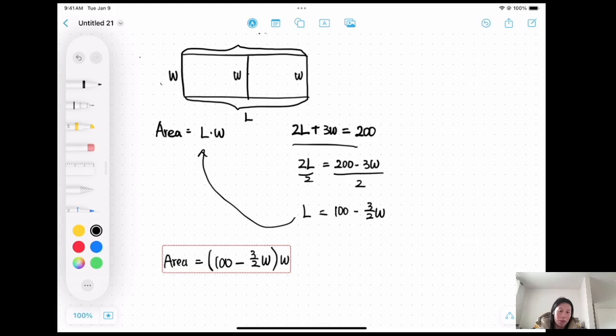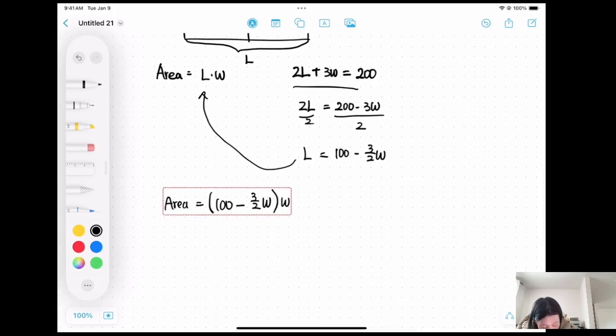Why do we need that? Because to find the maximum of the area, we can use the first derivative to find the critical point, and then use the second derivative to find if this is concave up or concave down. Then we can determine at what value of W we have the maximum. Now, let's simplify it first. I have 100W minus 3/2 W squared, distributing the W inside the parentheses.